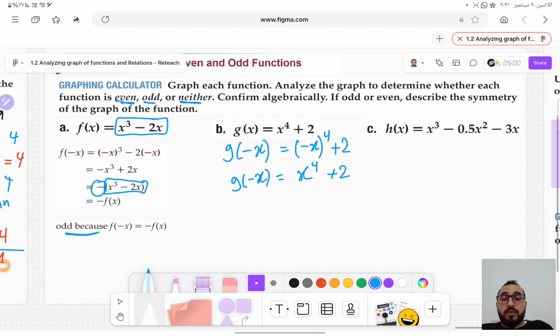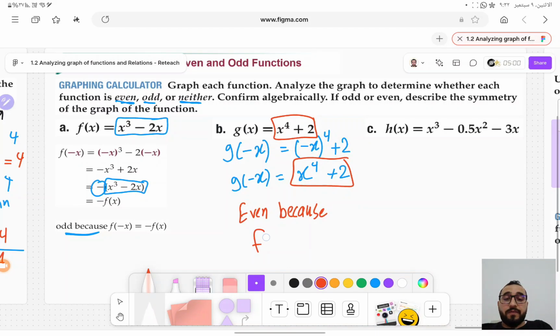So now if you look at the question, after we apply the negative, the question is still the same, no change. If we add the negative or we don't add the negative, the question is still the same. So that's why we call this one even, because g of negative x is the same as g of x.